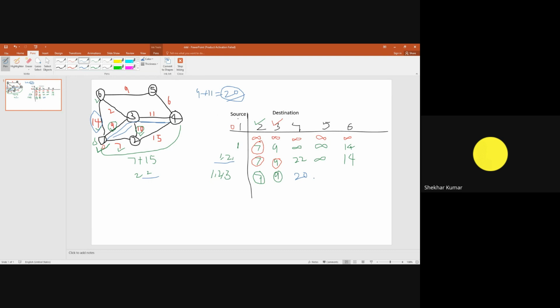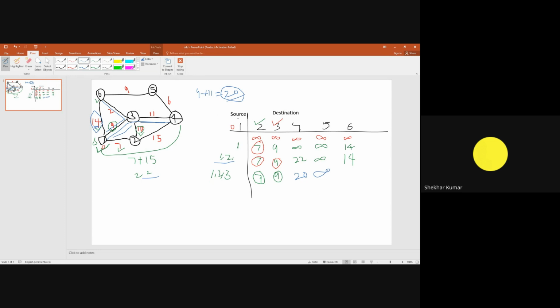1, 2, and 3. No, it is not possible. So it is also infinite. And 1 to 6. One path is 1 to 6, that is 14. And now there is one more path, that is 1 to 3 and 3 to 6. That is 9 plus 2, 11.